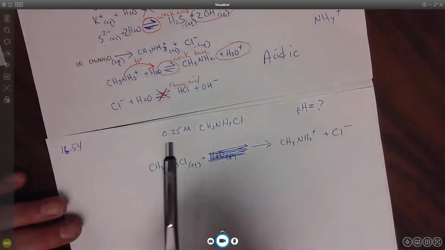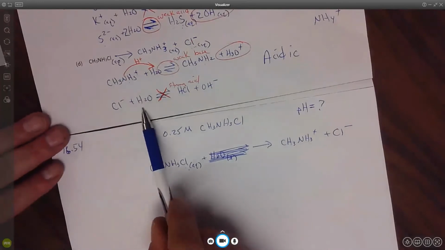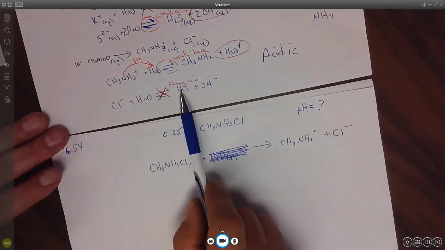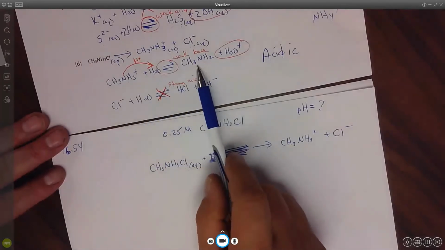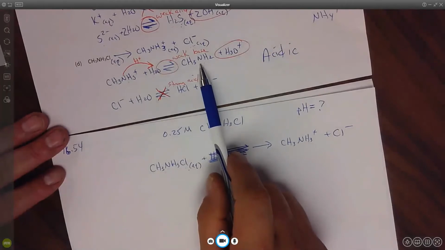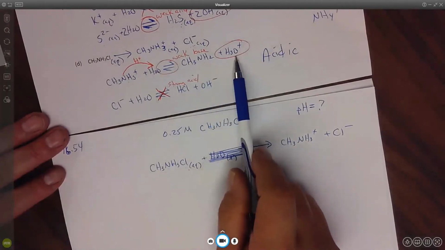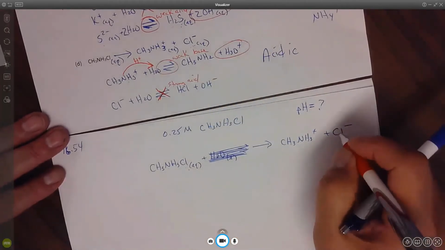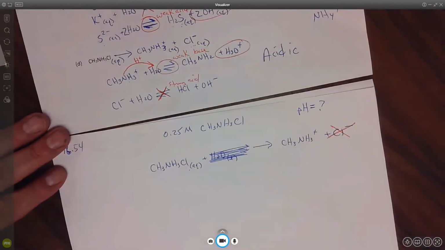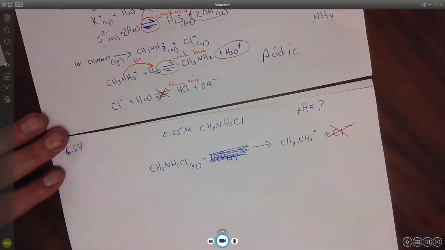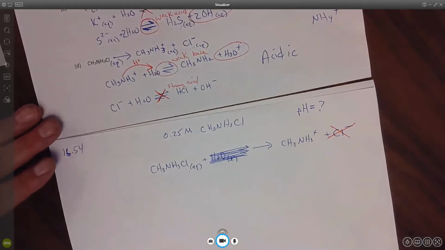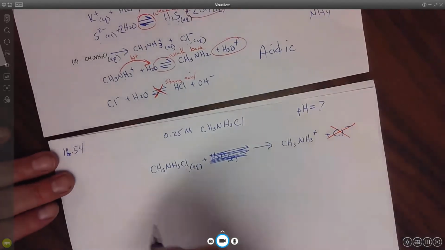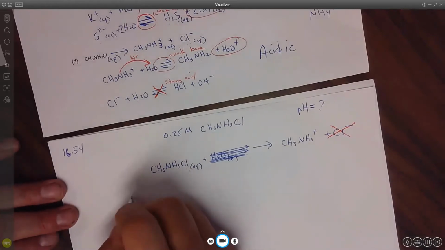Okay. Right? So again, we said that the chloride isn't going to hydrolyze because it would form HCl. But the methylammonium ion will hydrolyze to form this, which is the methylamine, and H3O plus. So again, we know this is not going to hydrolyze. It's the conjugate base of a strong acid. Conjugate bases of strong acids don't hydrolyze, and conjugate acids of strong bases don't hydrolyze. So that doesn't hydrolyze. So what we're really looking at is this.